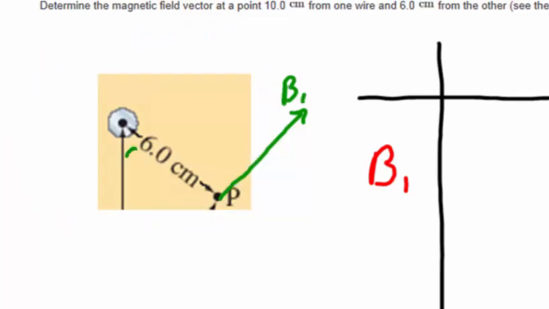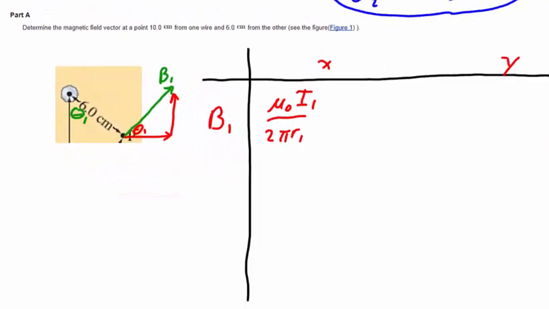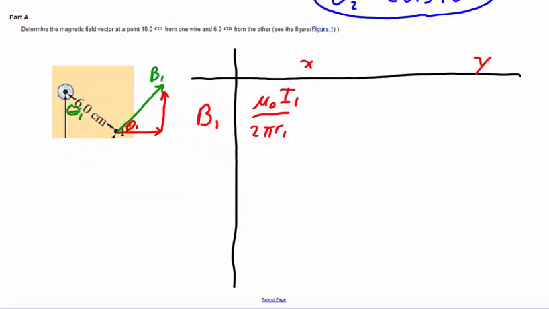Noting that the angle theta 1 is located in this corner, we recognize that the magnetic field vector B1, when divided into components B1x and B1y, will form a triangle with the angle theta 1 in this corner. Therefore, B1's x component is positive, and it is the magnitude of B1, mu 0 I over 2 pi r1, the appropriate magnitude for a magnetic field due to a straight line of current, times the cosine of theta 1 to get the adjacent side.